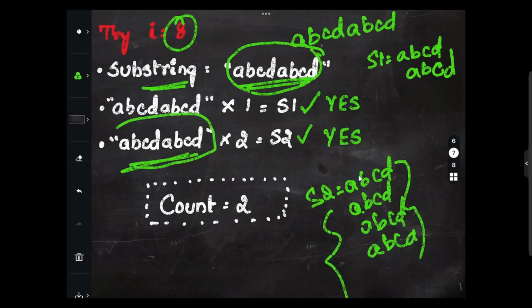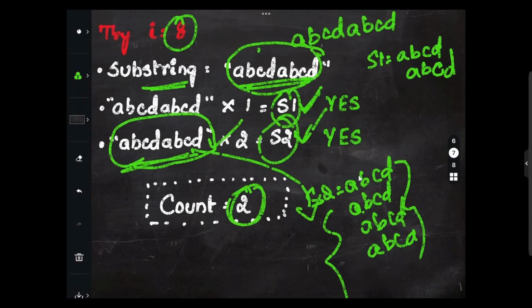ABCD, ABCD is the string that we have considered here, times 2. So this one times 2 will be same as string S2. This matches. Yes, this also matches. S1 matches, S2 matches. In this case, we will increment the count from 1 to 2, because this substring matches S1 and S2, right? So here the count will be quite obviously 2.